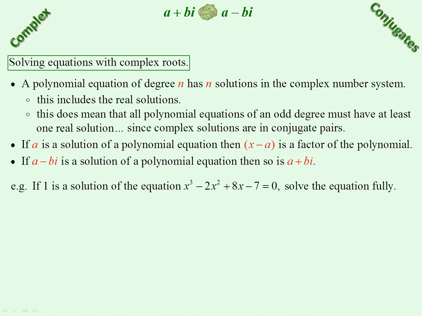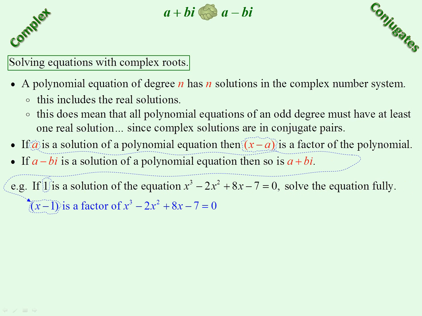So let's do an example. There we're told x minus 1 is a solution of that equation. Find the equation fully. Now remember, if 1 is a solution, what bracket must that have come from? There we are. If a is a solution of the polynomial equation, then x minus a is a factor of the polynomial. So therefore, 1 is a solution, x minus 1 is a factor of that polynomial.